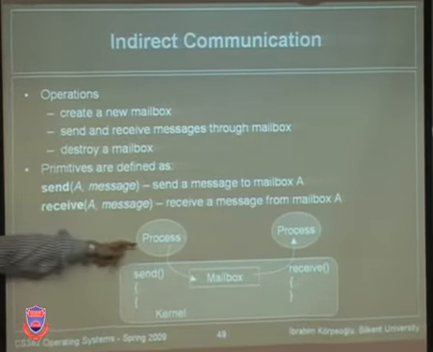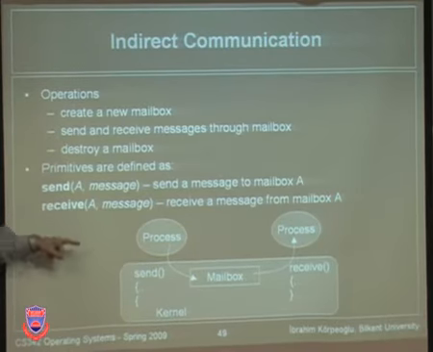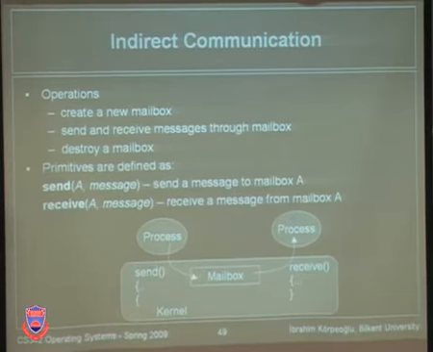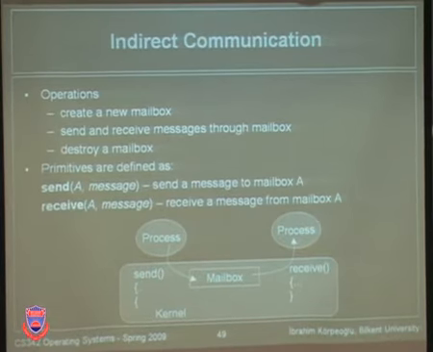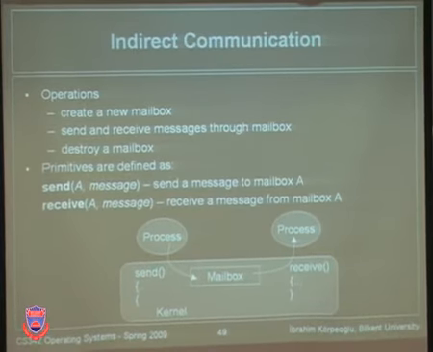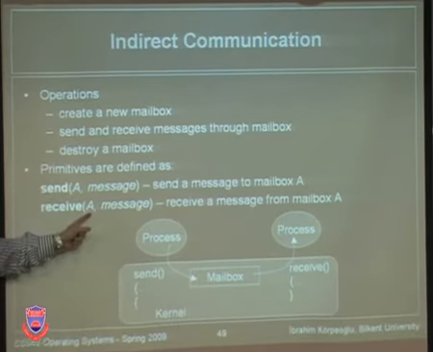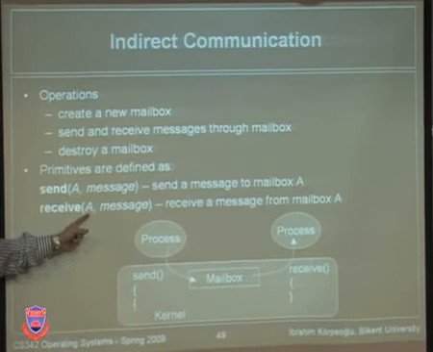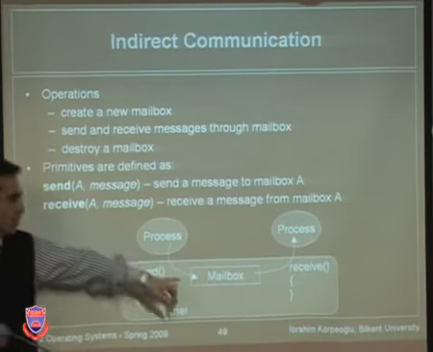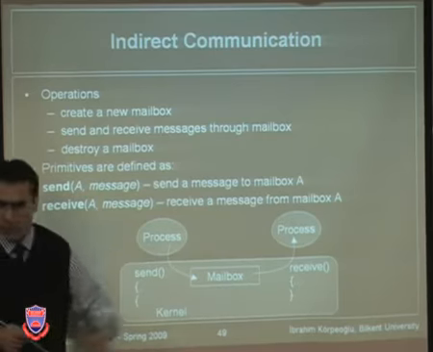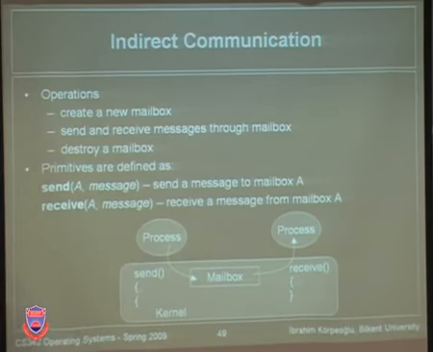So when that process invokes such a system call, the message will be put here. Then when the other process would like to retrieve a message from that mailbox, it will invoke such a system call, providing to it the same mailbox ID, A. Then that other process will receive a message from there. In this way, the two processes can communicate with each other using the send and receive system calls and a mailbox that is created earlier.